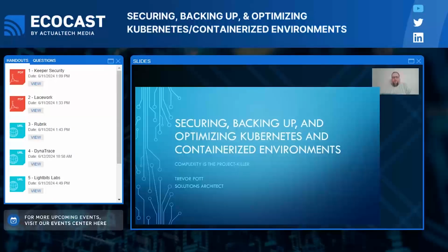Thank you for that. And welcome everyone to this event, the topic of which is securing, backing up, and optimizing Kubernetes and containerized environments, which is a bit of a mouthful.